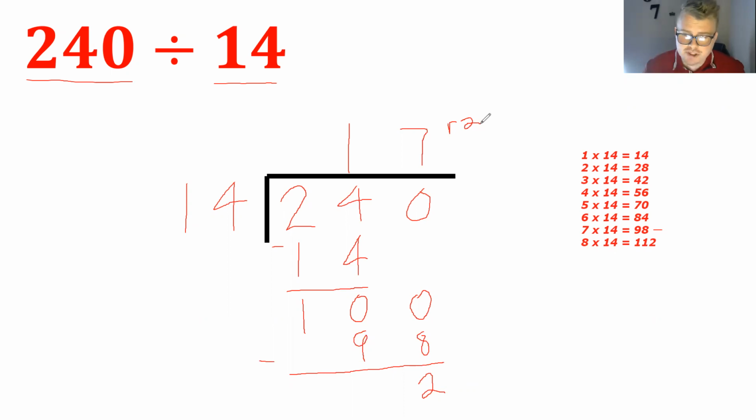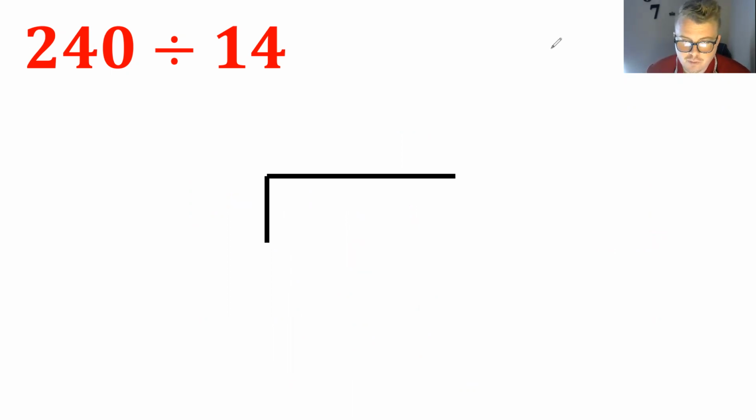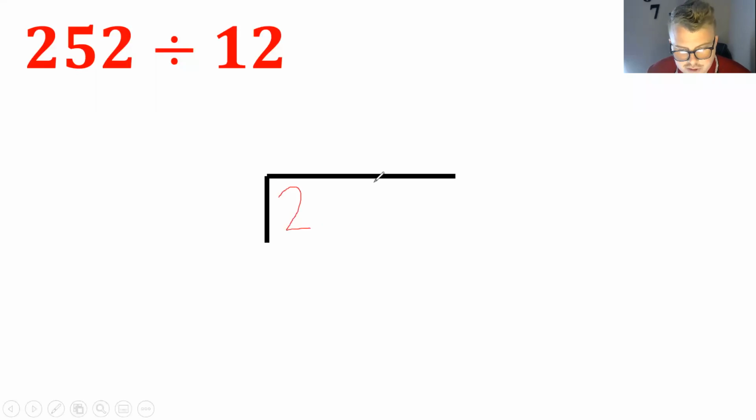Okay, so I'm going to do it one more time with this next question, 252 divided by 12. So once again, I write the dividend, 252, underneath the bus stop. And on the outside of the bus stop, I'm going to write 12, my divisor. Okay, so once again, I need to ask myself, how many times does 12 go into this first number? How many times does 12 go into 2? And of course, it doesn't go into 2. So I get the next number involved.